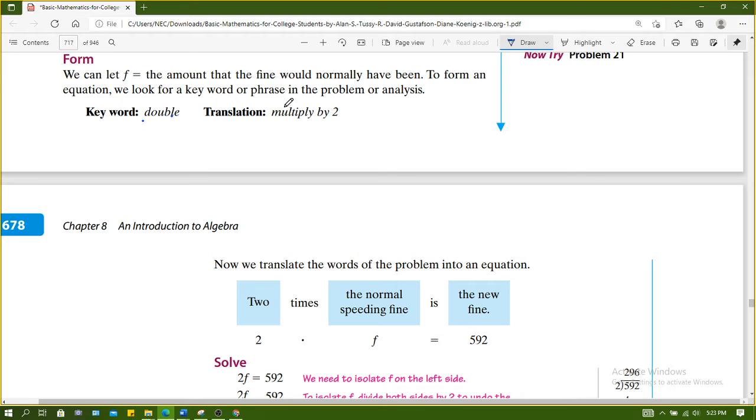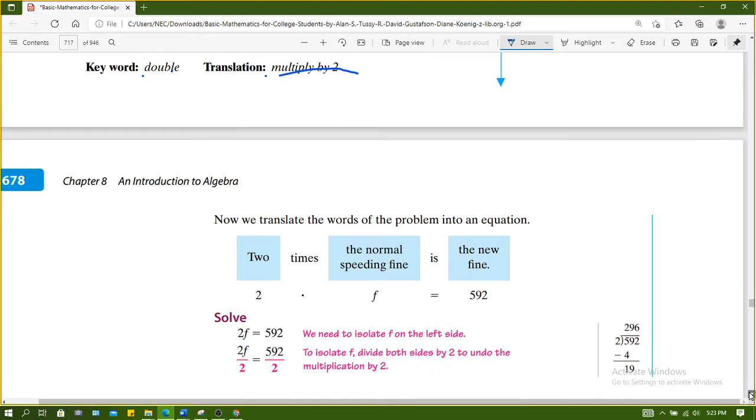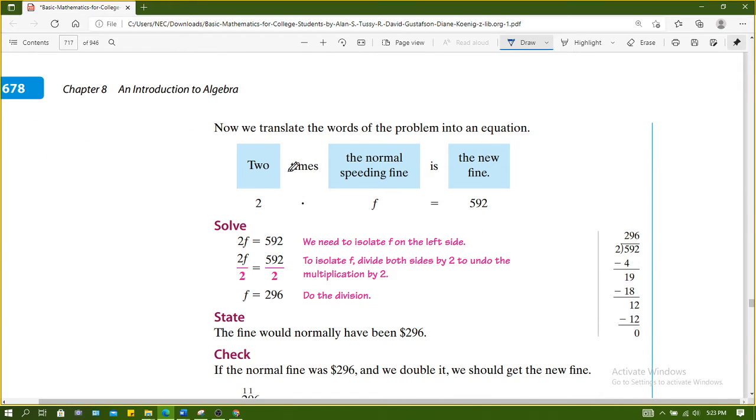So, double means multiply by 2. Now, we can translate the problem into an equation. So, 2 times the normal speeding fine is the new fine. So, 2 times F equals 592. The next step is to solve.